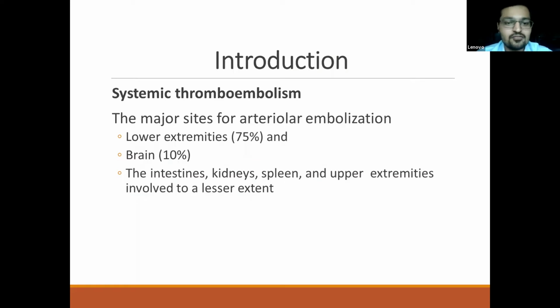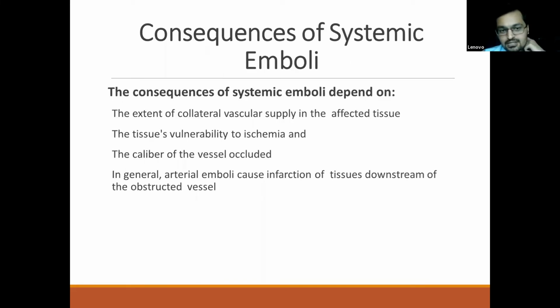Systemic thromboembolism, for major sites in arterial embolization, includes almost 75% in lower extremities, 10% in brain, then it might happen in intestines, kidneys, spleen, and upper limb to a lesser extent. The consequence of systemic emboli depends on the extent of vascular supply affected, the tissue's vulnerability to ischemia, and the caliber of the vessel occluded.